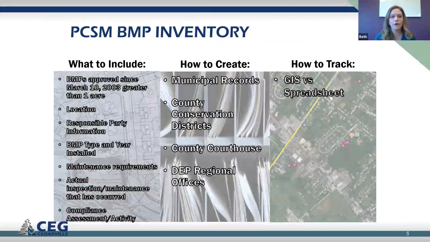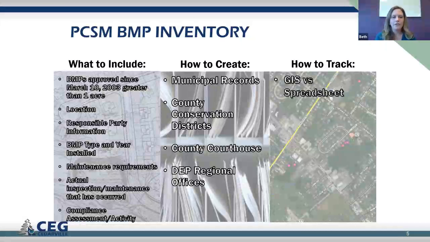And the column here on the left is straight out of the permit requirements. What are you required to include on your inventory? Generally, BMPs that have been approved as part of an NPDES permit for construction activities since March 10th, 2003, so basically any land development greater than 1 acre. Your location, your responsible party information: name, contact, address, phone number, the BMP type and the year that it was installed, and maintenance requirements in the permit.